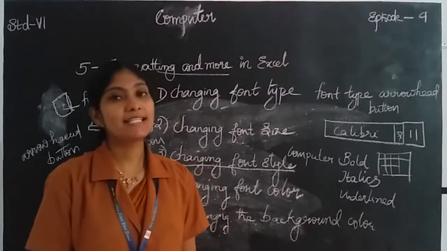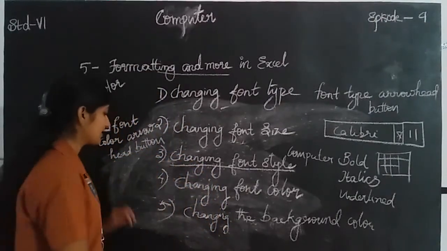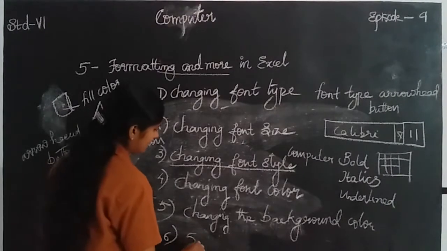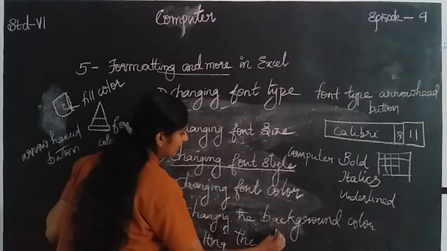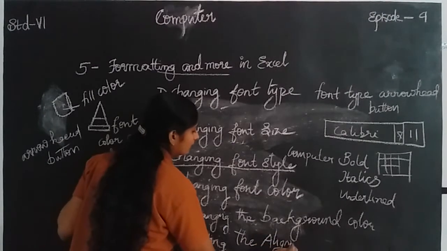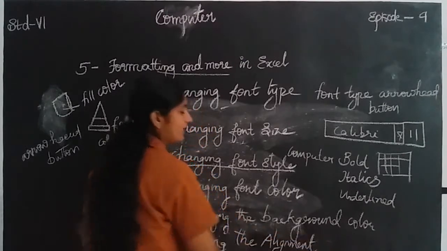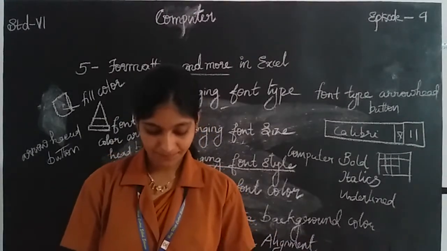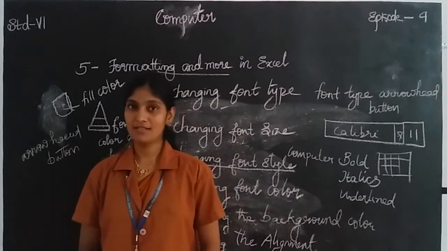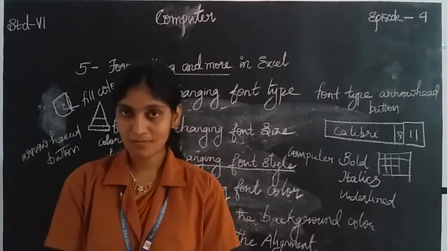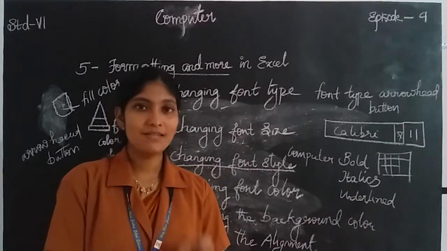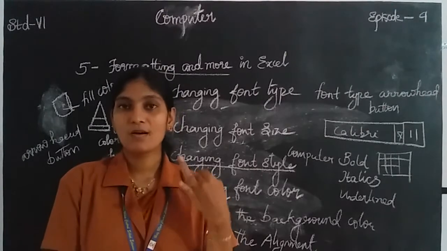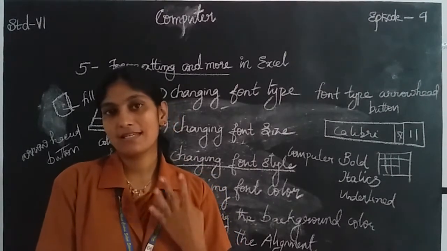Then next is setting the alignment. So sixth one, setting the alignment. Alignment means you can select the alignment from the alignment options. For example, there are mainly 4 types of alignment. First one, left alignment, right alignment, center alignment and justify.